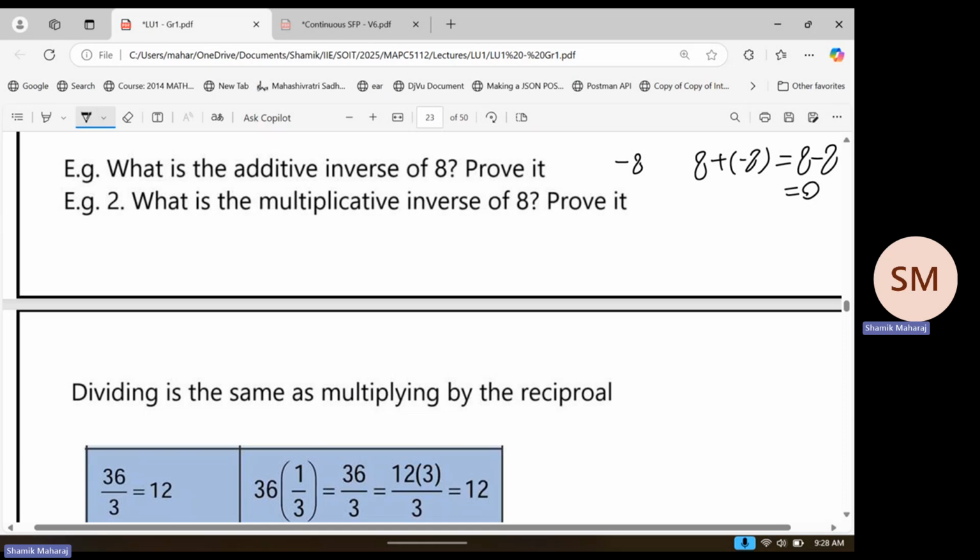Okay, so multiplicative inverse of 8. Example 2, what is the multiplicative inverse of 8? Anybody? 1 over 8, thank you. 1 over 8. So how do you prove that? Similar idea, you multiply the two numbers together. Multiply 8 by 1 over 8, which is equal to 8 over 8, which is just 1. If you get 1 as output, then you've proven it. So for multiplicative inverse, to prove it, you need 1 as an answer. For additive inverse, you need 0 as an answer.